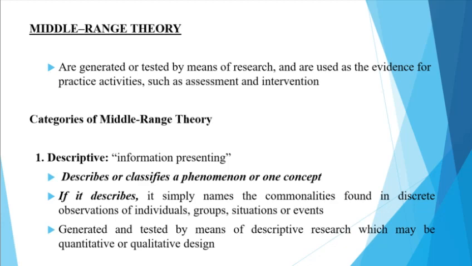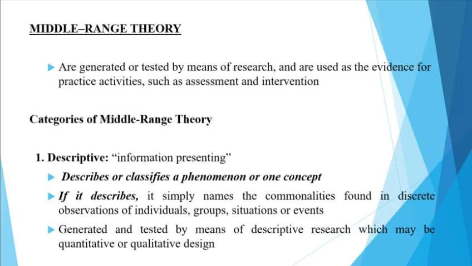So we have here the categories of middle range theory. So the first one is yung descriptive, or which is an information presenting. So it describes, or from the word itself, the descriptive, no, it describes or classifies a phenomenon or one concept. Okay, for example, if you want to identify, or to define the relationship of a person who is sexually abused to her friends, no, you want to define kung ano na yung kanyang behavior towards her friends. Okay, so you may also use this kind of category, which is descriptive.